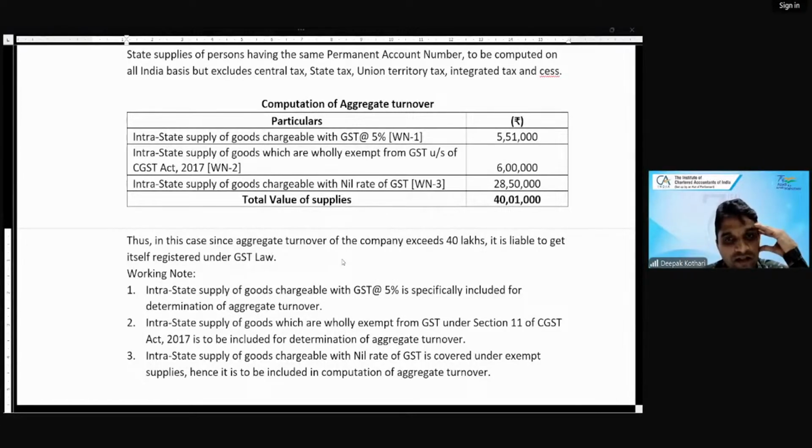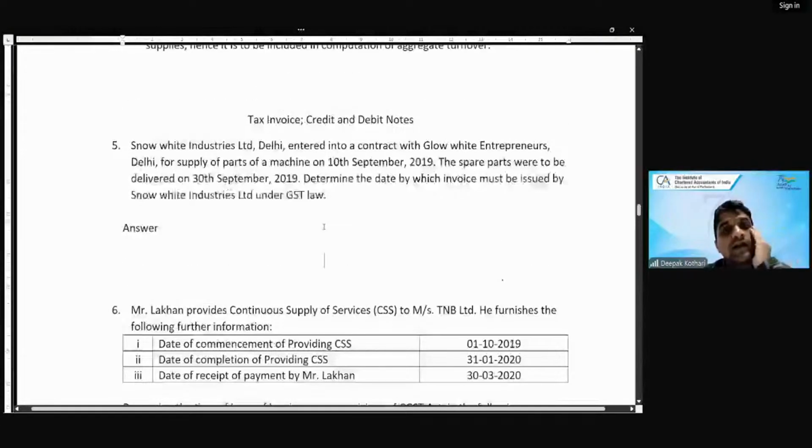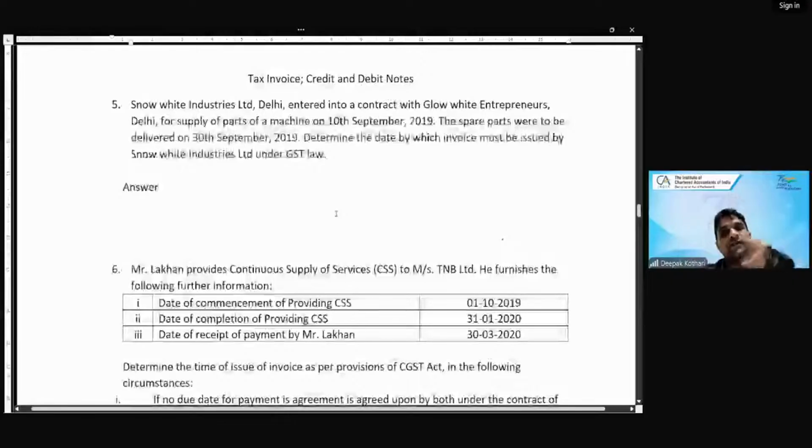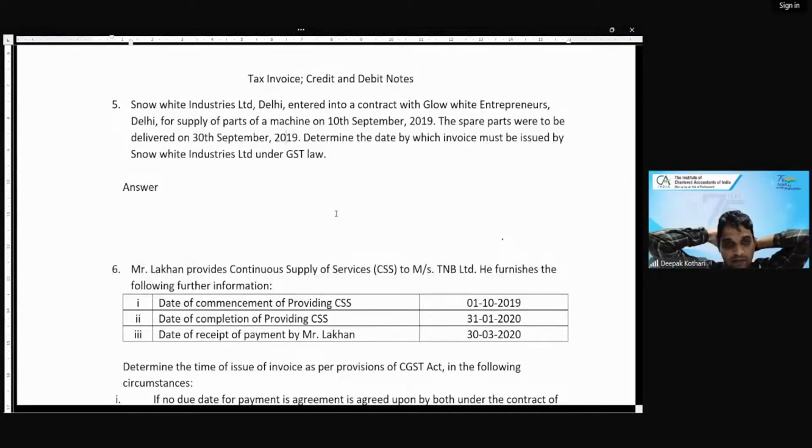Okay. Next, very simple. Tax invoice, credit notes, and debit notes. Snow White Industries Delhi entered into a contract with Glow White Enterprises Delhi for supply of parts of machine on 10th September 2019. The spare parts were to be delivered on 30th September. Determine the date by which invoice must be issued by Snow White Industries under the GST law.